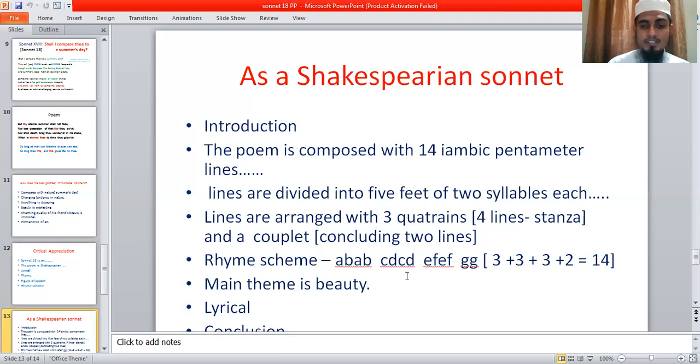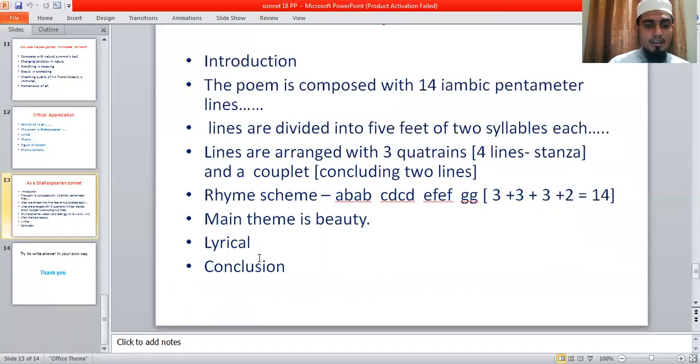And the rhyme scheme, this is the rhyme scheme of Shakespearean sonnet. Shakespeare follows the rhyme scheme very nicely. The main theme is beauty. This is also very much important. The poem is lyrical, and then you can give a conclusion. So in this way, you can write in your own way. You can write the answer in your own way.